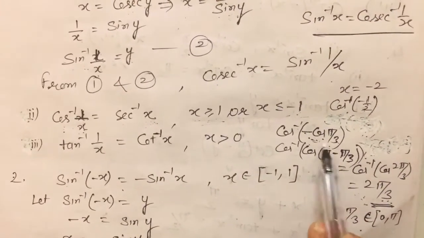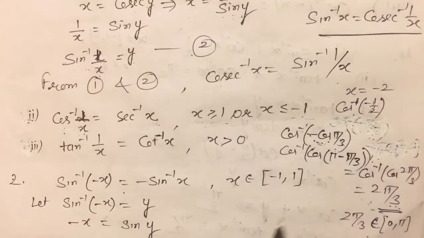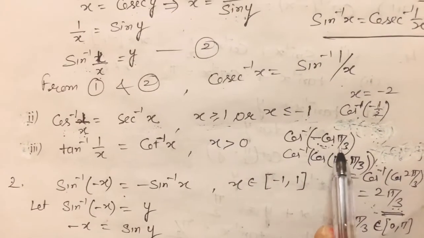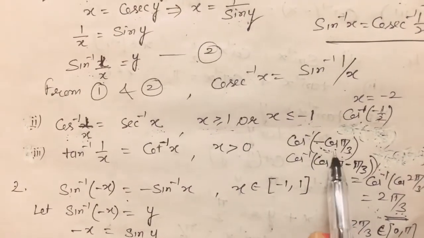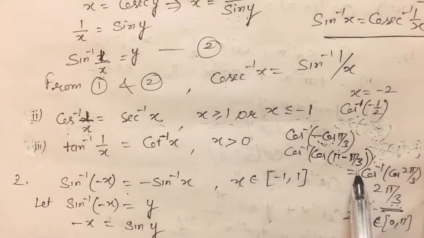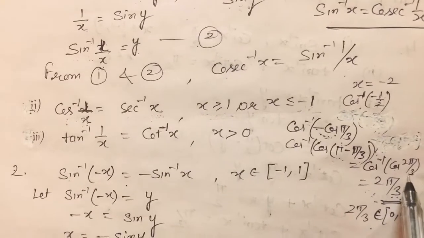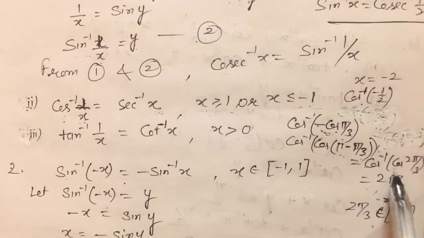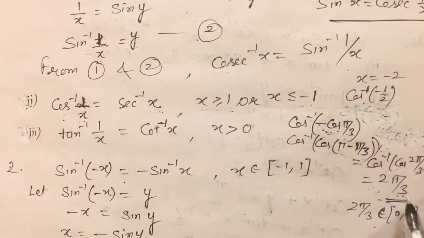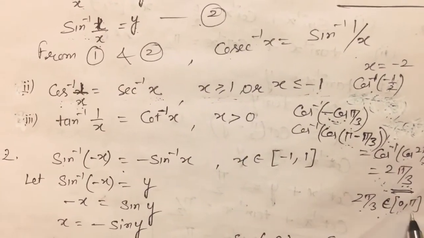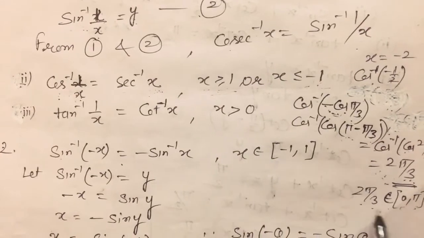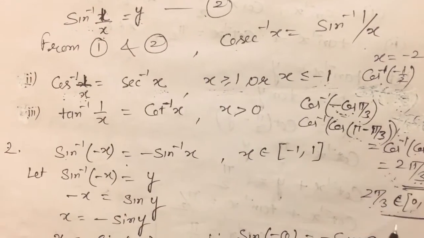And we cannot write cos of minus theta is equal to minus cos theta. So we will take the second quadrant because cos is negative in the second quadrant. So cos of pi minus pi by 3, that will be cos 2 pi by 3. So cos inverse cancels with cos, that will be 2 pi by 3. So 2 pi by 3 lies from 0 to pi, so that means it is in range.